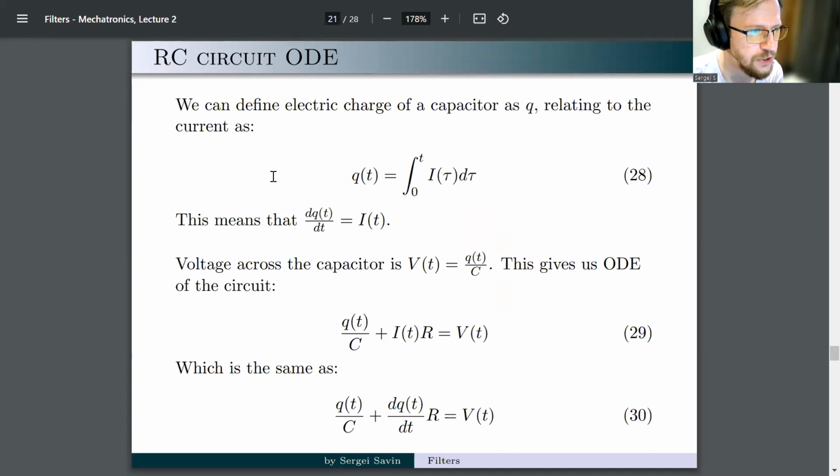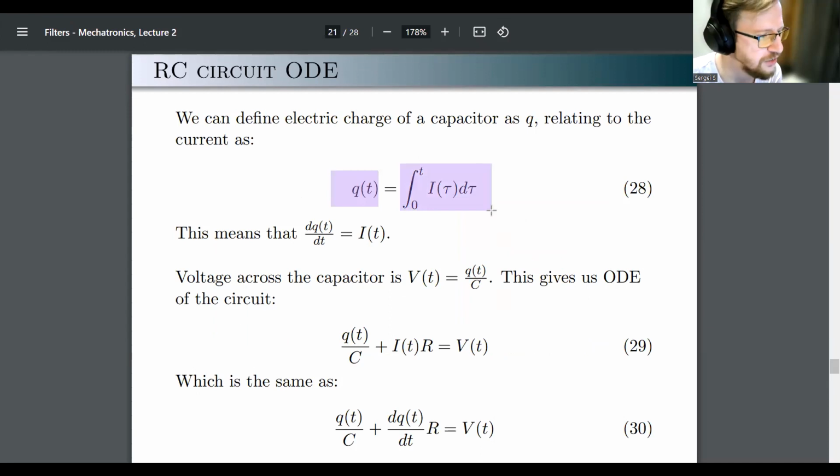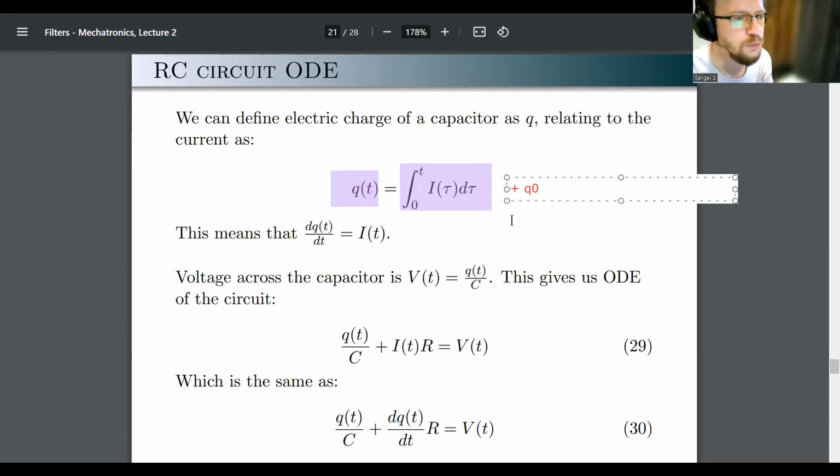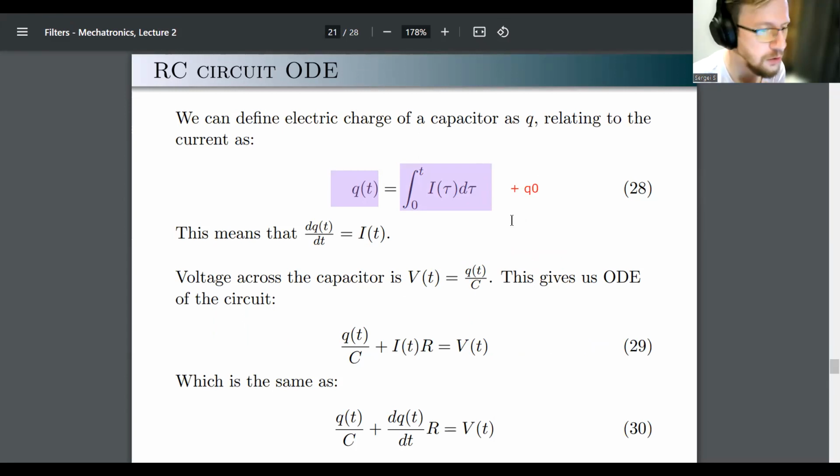Now, remember the relation between charge and current. A charge is the integral of a current. Of course, we could also say plus initial charge, which would be more correct. But if there is no initial charge, then this relation would hold, which implies that the derivative of a charge is equal to current. And that is always true. Initial charge does not change that.